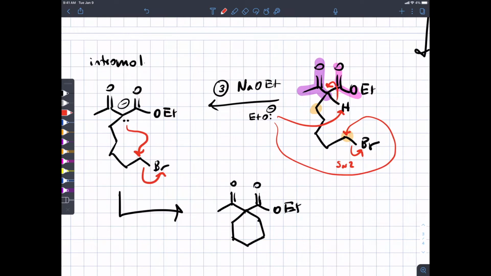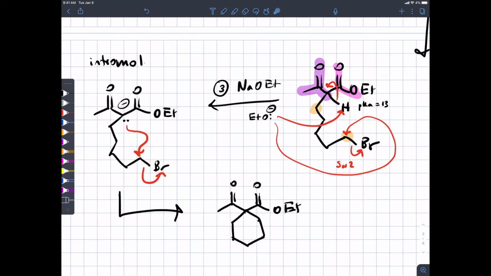I think the fact that this alpha proton has a pKa of 13 and is very acidic, coupled with the fact that protons are smaller than carbons, I think it's probably faster for this ethoxide to remove this proton than to attack the carbon. Once you've got the enolate, that happens quantitatively. There's no more ethoxide present, and then the intramolecular one is fast.